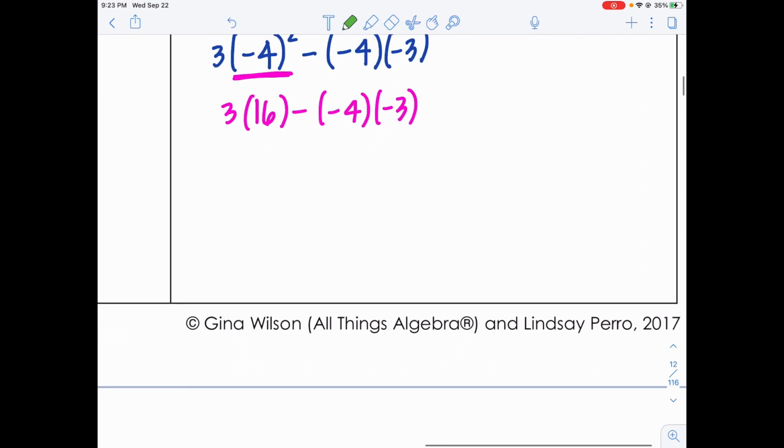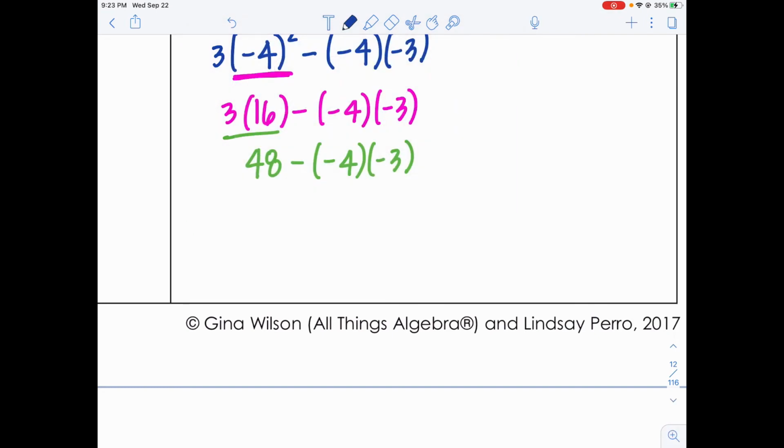Now I have multiplication and subtraction. Multiplication comes first, and we move in order from left to right. So I need to do 3 times 16 first. 3 times 16 is 48, minus, bringing down everything that I have not used.